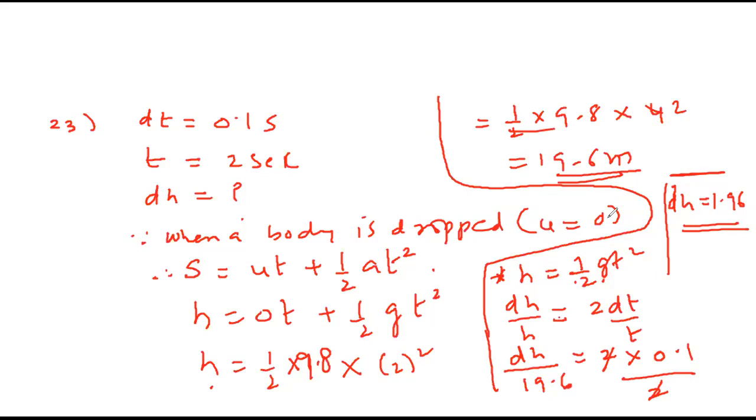Complete. Very good sum, because either you will find h or you will not understand the sum. So it is actually two things we have found, h and then dh.